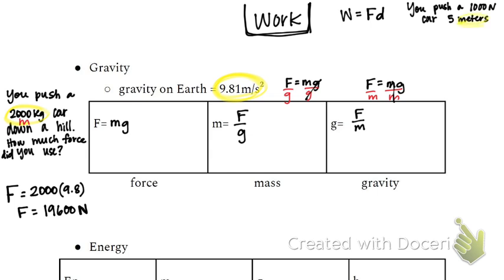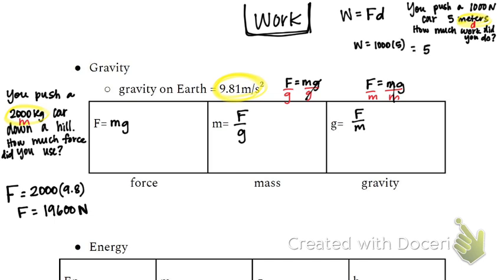So this time the meters here is the difference. It's the distance, but it's what's different than the ones before. If they give you a distance, that's a work question. So how much work did you do? So we just multiply them. Work equals 1,000 times 5.